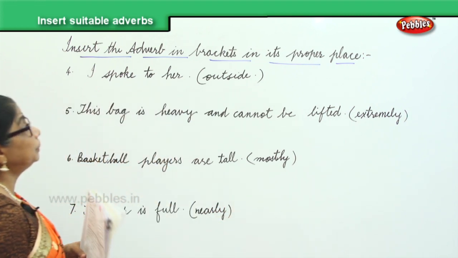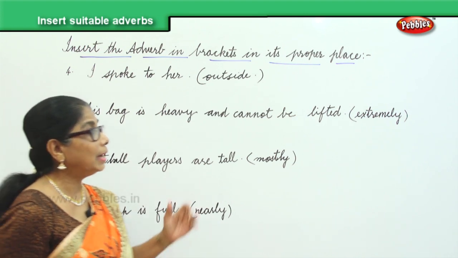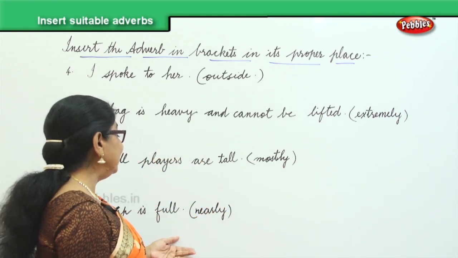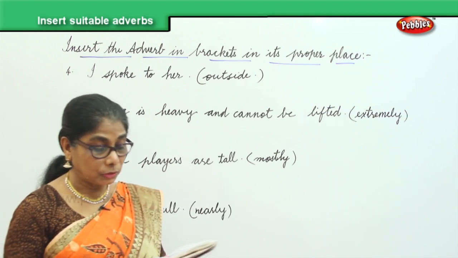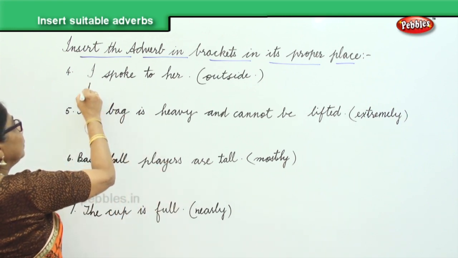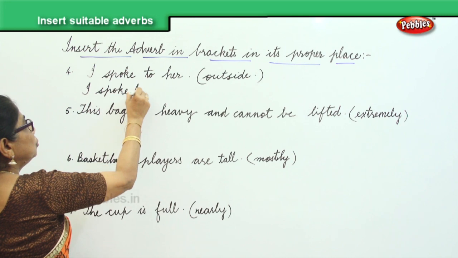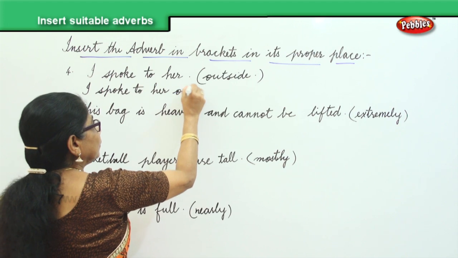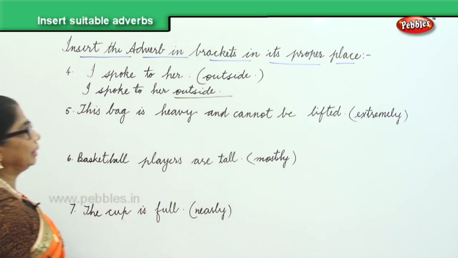So, let's read aloud and try to insert the adverbs outside, extremely, mostly, and nearly in the correct place. I spoke to her. So what will it be? I spoke to her outside. The adverb comes last. I spoke to her outside.